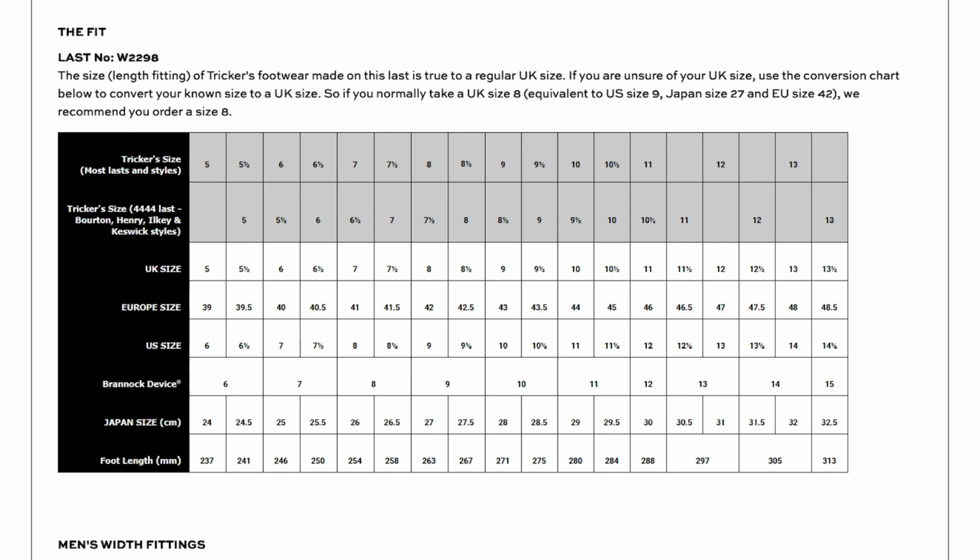Assuming that Martin knows his EU size is 46, he traces along the 4th row until he finds size 46, then up to the 1st row, because it's a W2298 last, to find that his Tricker's size is 11. So Martin would order his Robert shoe in a Tricker's size 11.